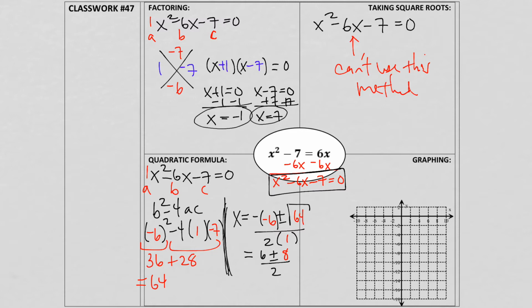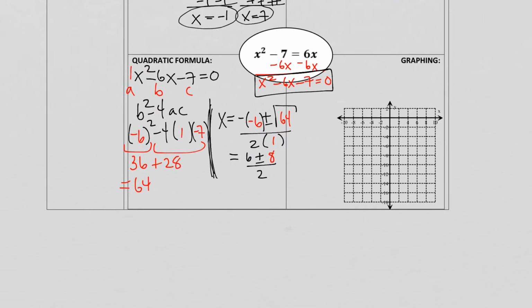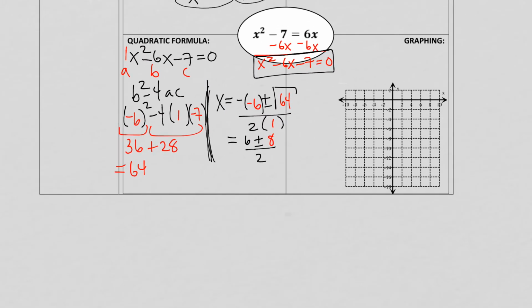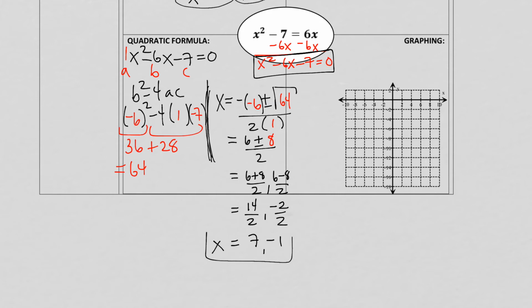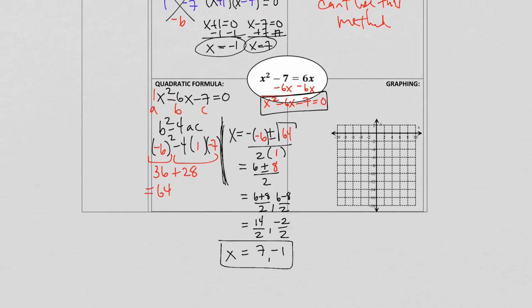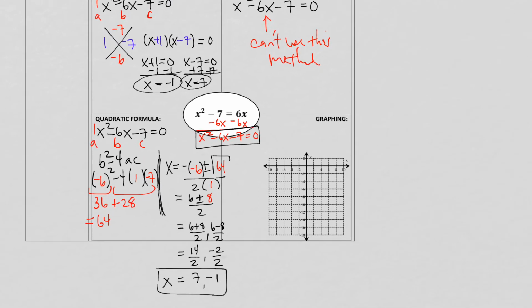If I separate these now, and let me move my screen just a little bit here for some space, I get 6 plus 8 over 2 and 6 minus 8 over 2, which gives me 6 plus 8 is 14 divided by 2, 6 minus 8 is minus 2 divided by 2, and going all the way down I get 7 and negative 1. So I've now solved this same quadratic using the quadratic formula.